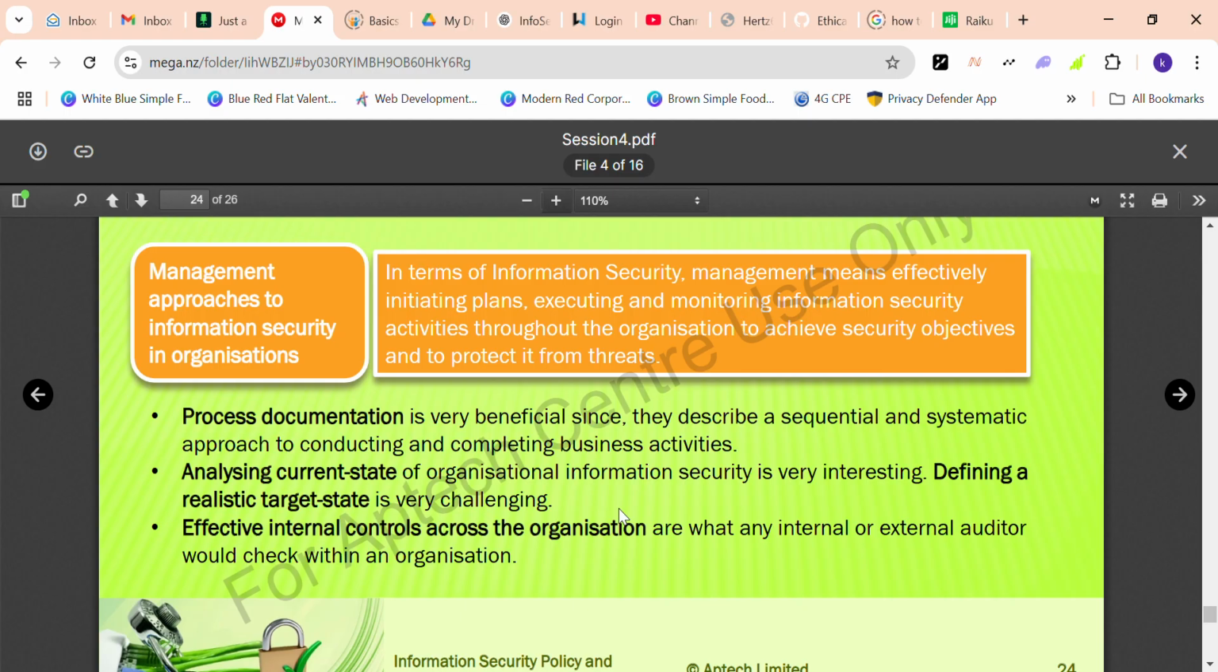Effective internal control across the organization is what an internal or external auditor will check within an organization. If an internal or external auditor should come now, they will check if you are enforcing the policy, the security control we are talking about. Are you enforcing it? Those are the things they will check. Is the policy in line with the organization and the security control? Are the threats being controlled very well? Is the risk being monitored very well? Is the security policy being implemented very well? Those are the things the auditor will check.